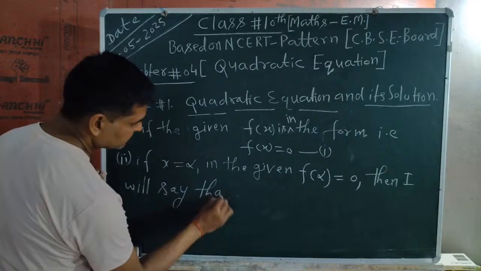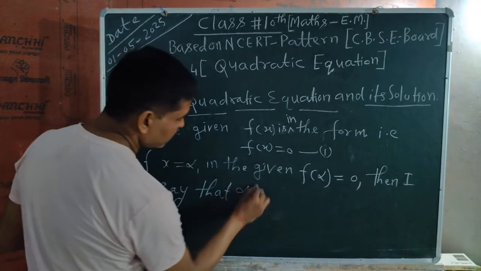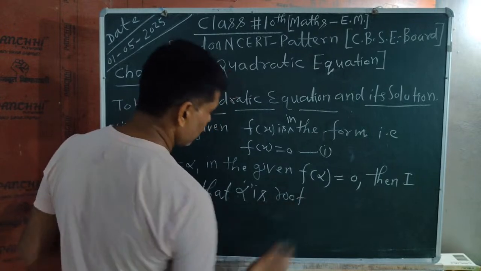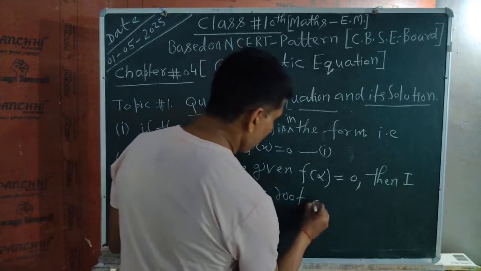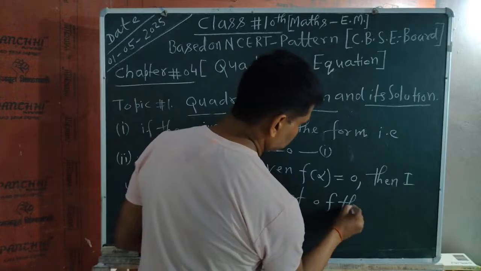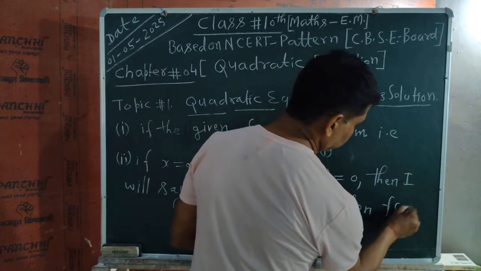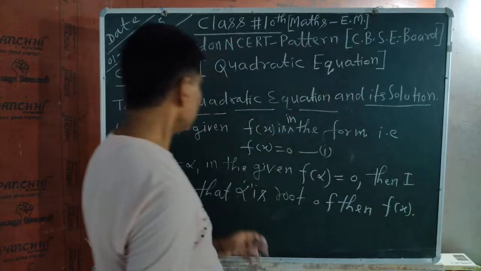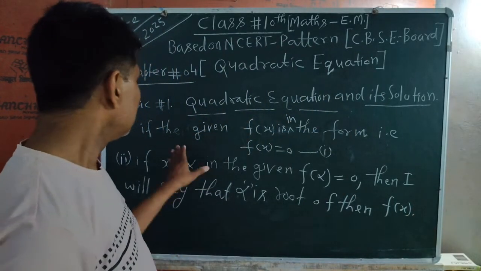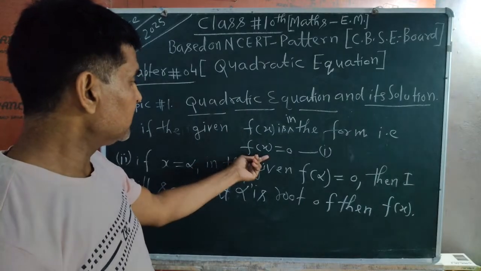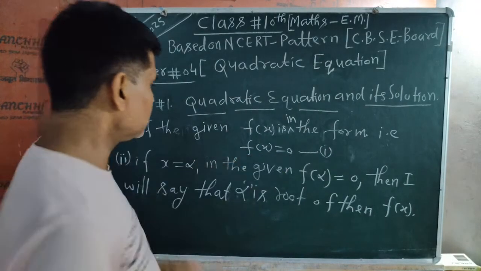that alpha is the root of the given function f of x. Okay student, in the first condition the equation is given in this form, that is f of x which is equal to 0, in this form.